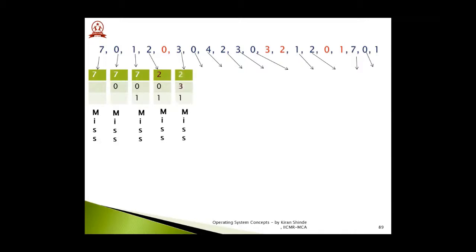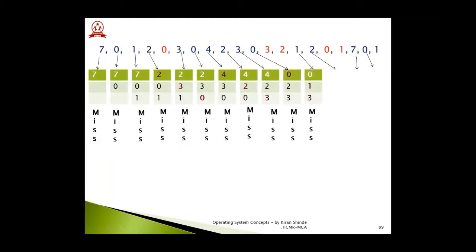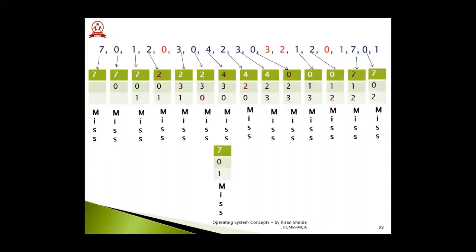There is no need of replacement for 0. Then the next element in the sequence is 0. So 0 will be replaced by 3. Moving further, 1 will be replaced by 0. And likewise, if you just observe and follow the sequence as per the algorithm, that is first in, first out, how many misses or page faults do you get? Number of page faults is equal to 50.